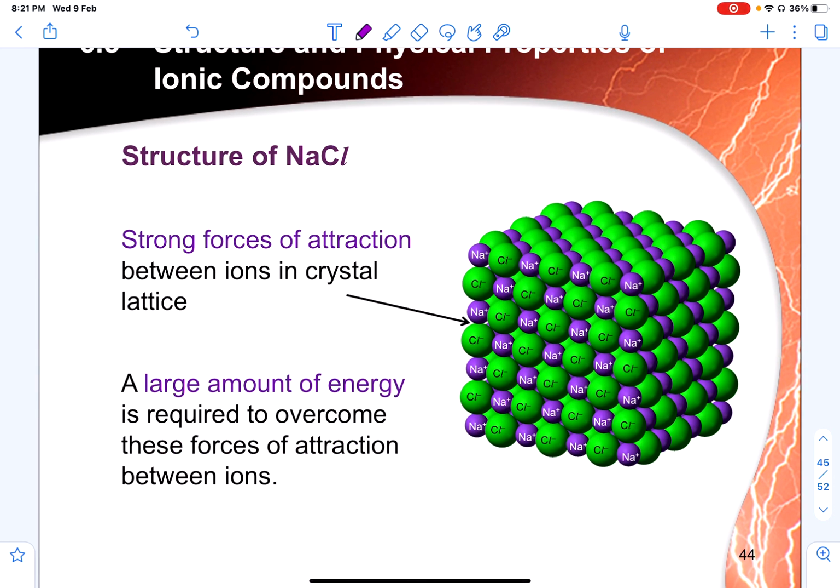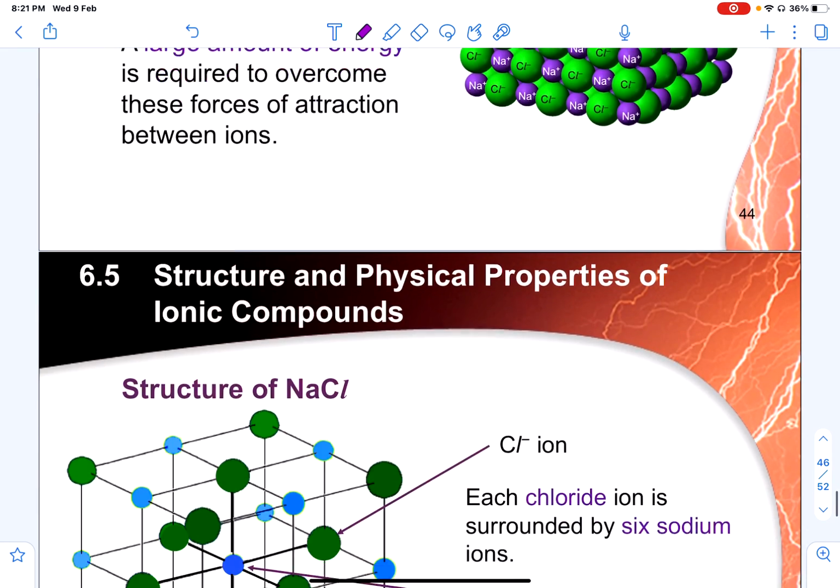So the forces of attraction between the ions in the crystal lattice structure are very strong, where a large amount of energy is required to overcome these forces of attraction between the ions. You could see that the phrasing is quite consistent.